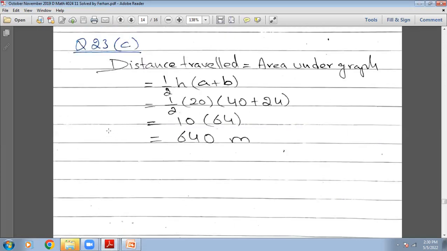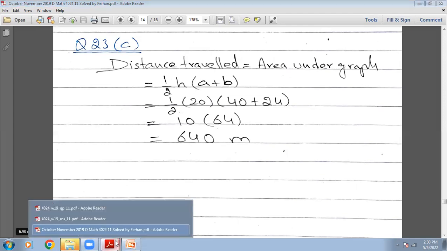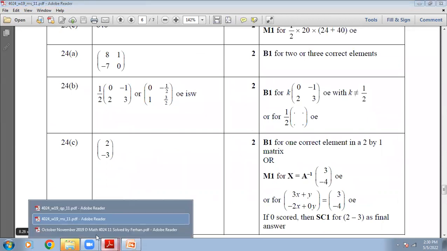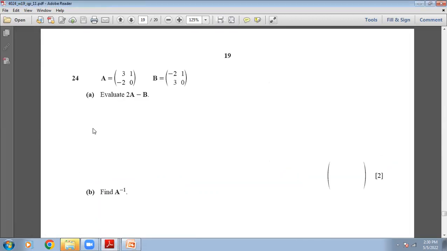Distance traveled is equal to the area under the graph. So 1 by 2 into h into sum of parallel sides. So 1 by 2 into 20 into 40 plus 24. So 20 and 2 will be cancelled. That will be 10. So 10 multiplied by 64, and that will be 640 meters. So the distance traveled will be 640 meters. So our answer is right, sir. Okay, so we are going to the next question.